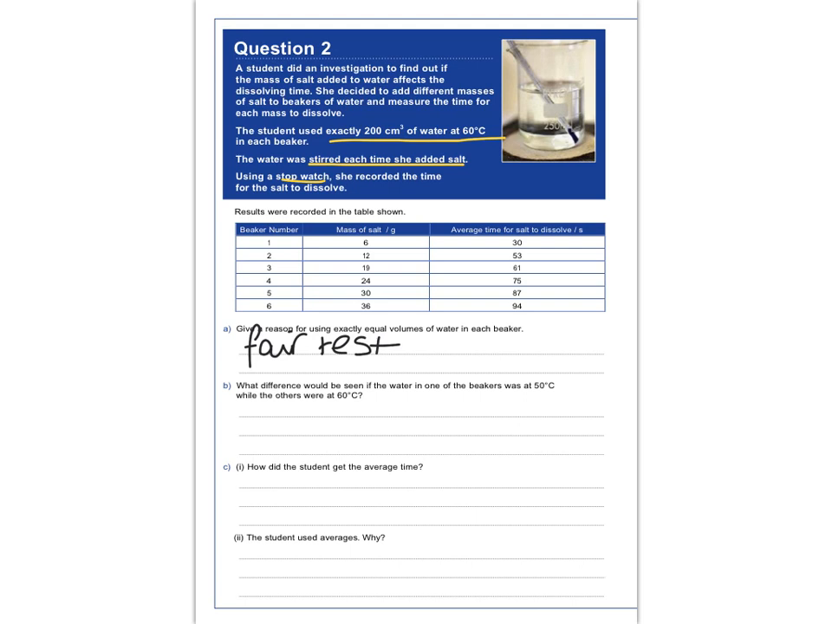Part B, what difference would be seen if the water in one of the beakers was at 50 degrees while the other was at 60? So 50 degrees is lower. If we had a lower temperature, we would see that it would not dissolve as much salt. It would also make it an unfair test.